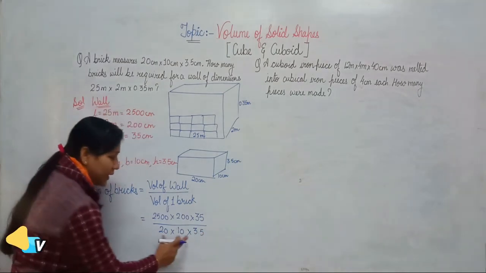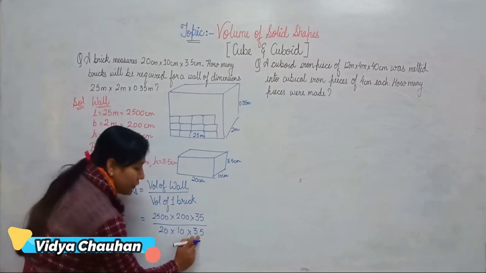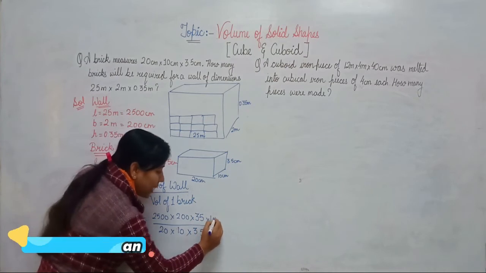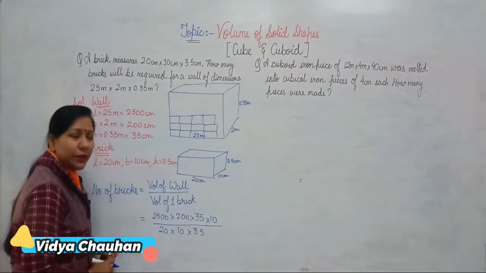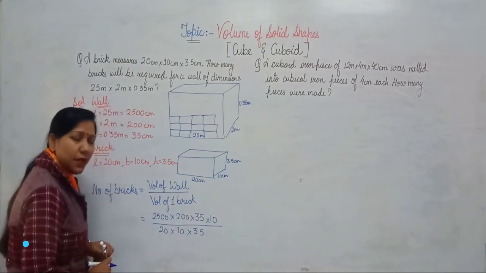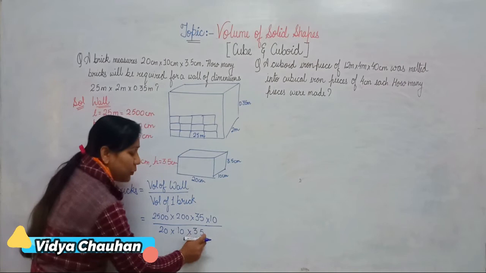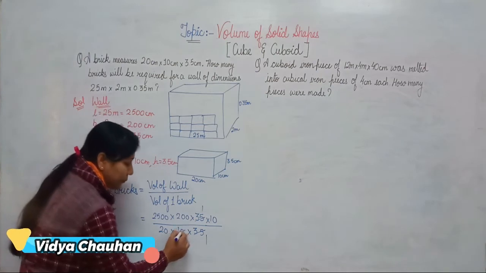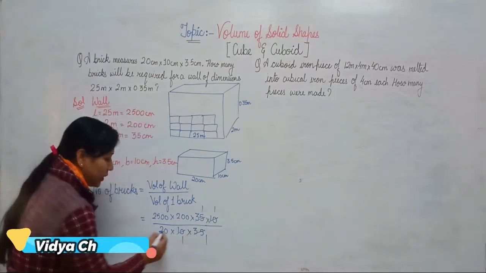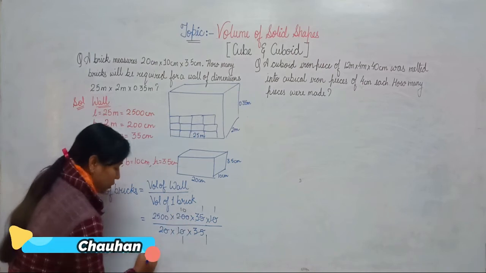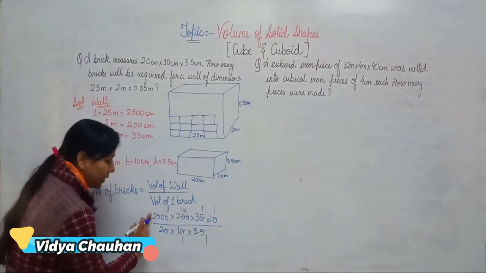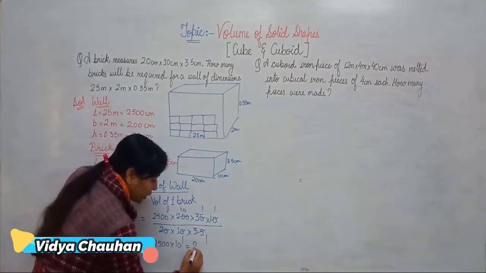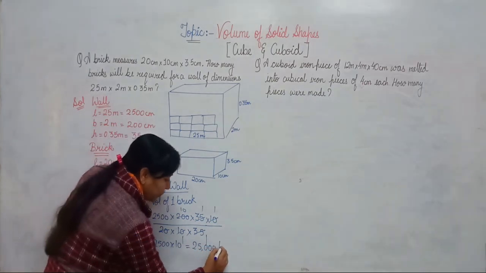Clear students? Now it's time to do the simplification. Very first, if we remove this decimal sign, it will give a 10 in the numerator. So we have shifted this decimal, that is 35 upon 10 will become 10 upon 35. Clear students? After this, 35 and 35 cancel out, 10 and 10 give 1, and after that 20 tens are 200. So what are we left with? We are left with 2500 multiplied by 10, and that will give you 25,000 bricks.